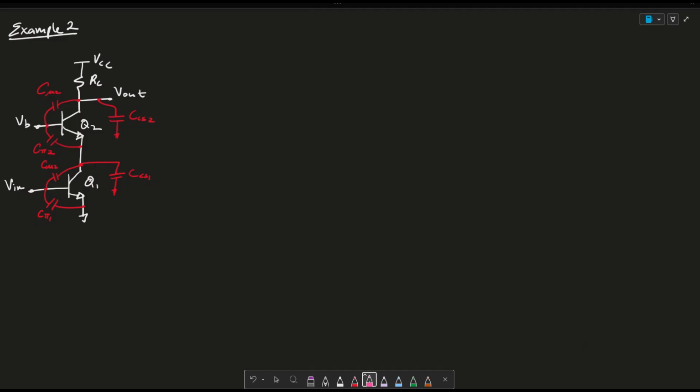In the second example, we want to answer the same three questions. So the first one is, what can we get rid of? Again, in this situation, there's no capacitor that goes from ground to ground. So here we say none.